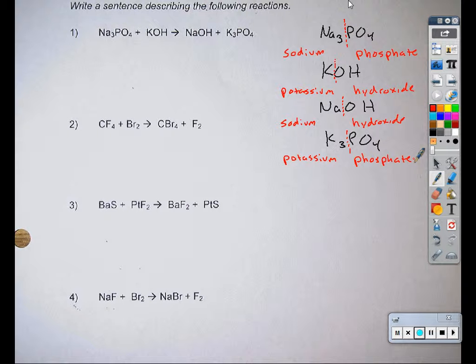When you do it like this, it's no different than the practice we've done before with nomenclature. And if you could do that, you can do this. Once you've established all that, once you've got all these names figured out, now we can come back to the equation, and we can go through and write out a sentence. We start off with the Na3PO4. That's sodium phosphate.